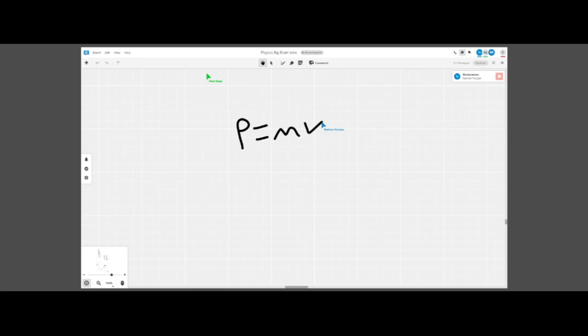I have. Okay. F is equal to change in momentum. Ignore the random tick mark. Sorry, get rid of that. Change in momentum over change in time. Imagine I can draw T's.